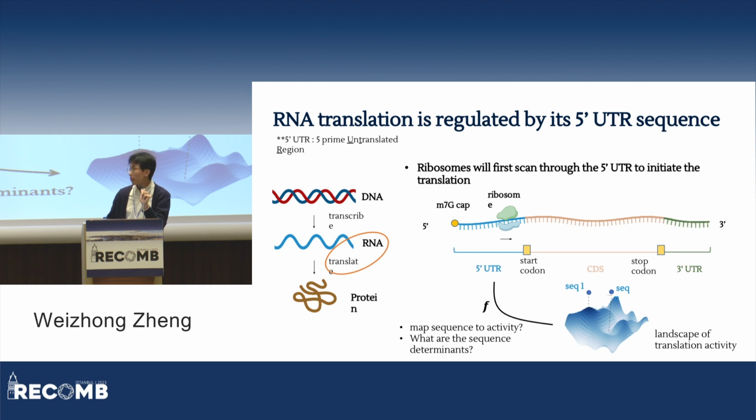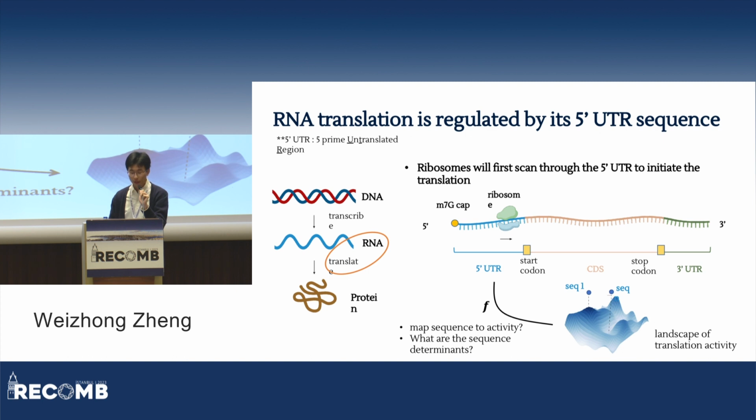So here on the right, we're showing you a structure of a mature mRNA. So at the very beginning, from the 5' end, we have a 5' untranslated region. And then it follows with a CDS region, which encodes protein. And finally, it ends with the 3' UTR. So we know that the canonical translation process starts with a ribosome scanning through the 5' UTR until it detects a start codon, then you start to initiate the translation.